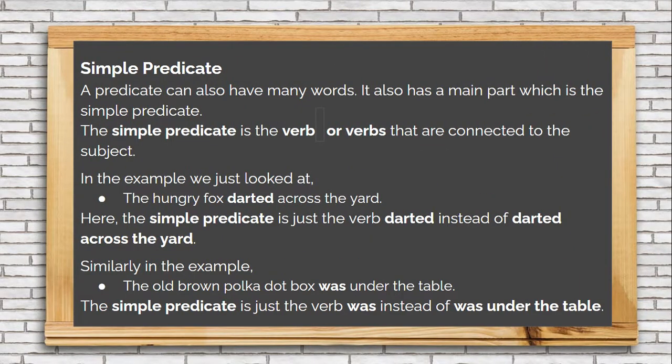Simple predicate. A predicate can also have many words. It also has a main part, which is the simple predicate. The simple predicate is the verb or verbs that are connected to the subject. In the example we just looked at, the hungry fox darted across the yard. Here, the simple predicate is just the verb darted instead of darted across the yard. Similarly, in the example, the old brown polka dot box was under the table. The simple predicate is just the verb was instead of was under the table.